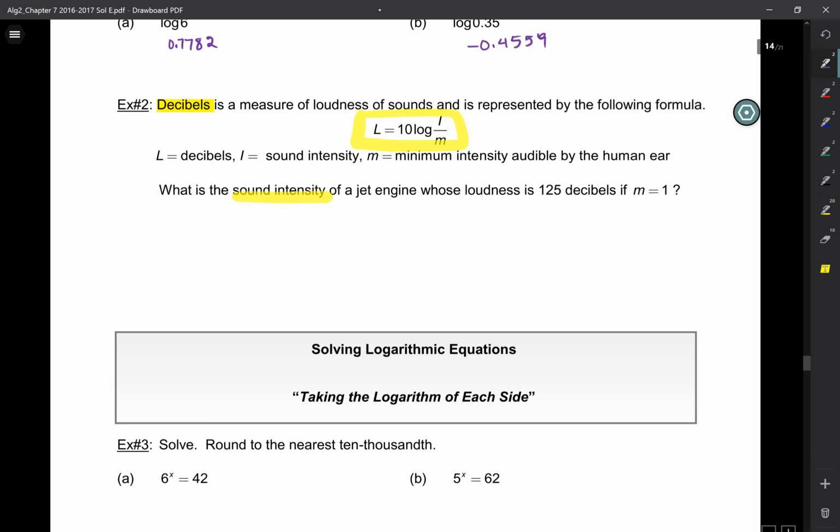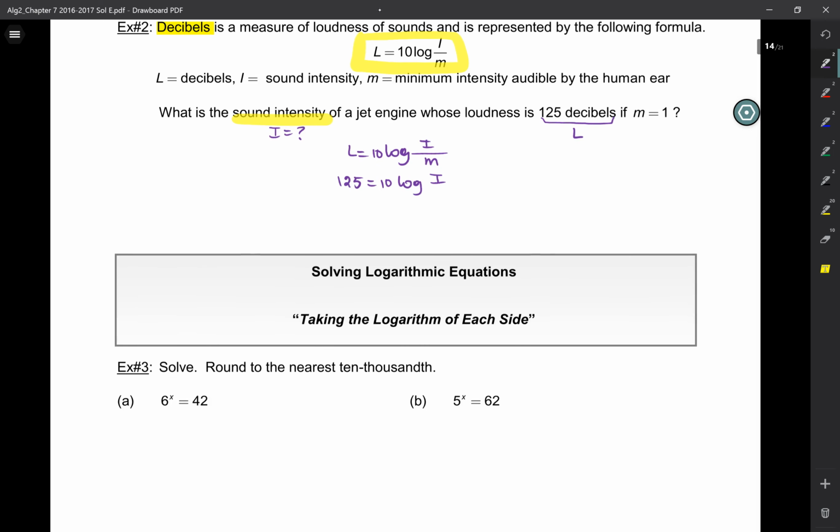So what is the sound intensity here? We're looking for sound intensity, which is I, of a jet engine whose loudness is 125 decibels, so that's L, if M equals 1. So let's see. The formula is L equals 10 log I over M. So L is 125, which is equal to 10 log, what's I? That's what we need to find, over M, which is just 1. Okay? So basically I have 10 log I is equal to 125.